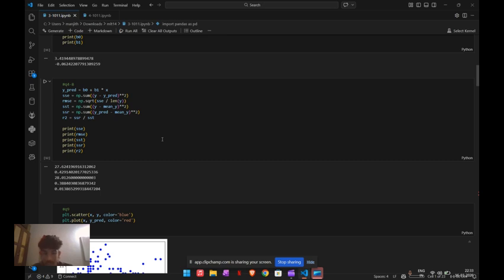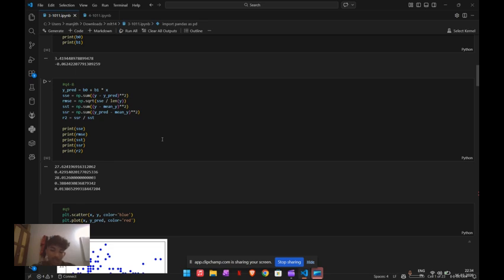Seventh question is calculate RMSE, root mean square error. It measures the average magnitude of prediction errors. A lower RMSE value indicates that the model predictions are closer to the actual values.